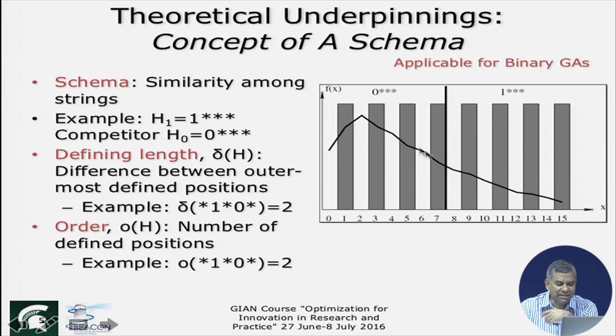Now if I have to optimize this function, for example, if I have to maximize this function, then which of these 2 schema are more important?